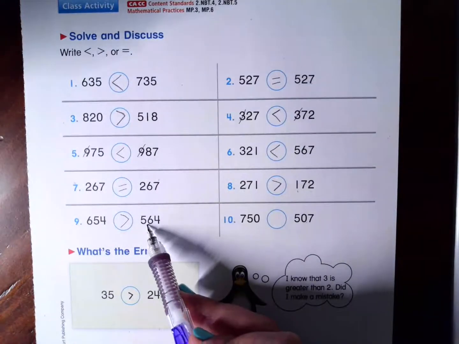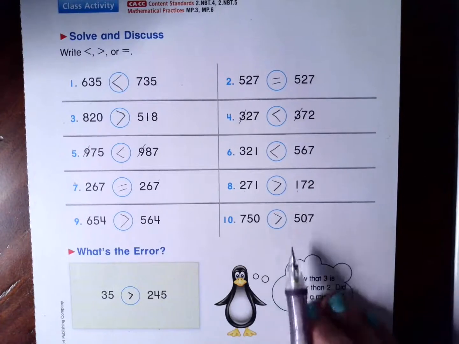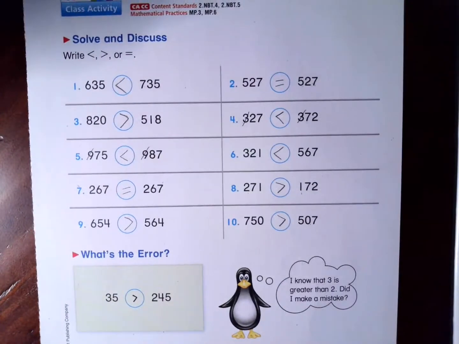All right, my friends, we know that the 6 is greater than the 5 and that the 7 is greater than the 5 right here. So they both get the greater than symbol.